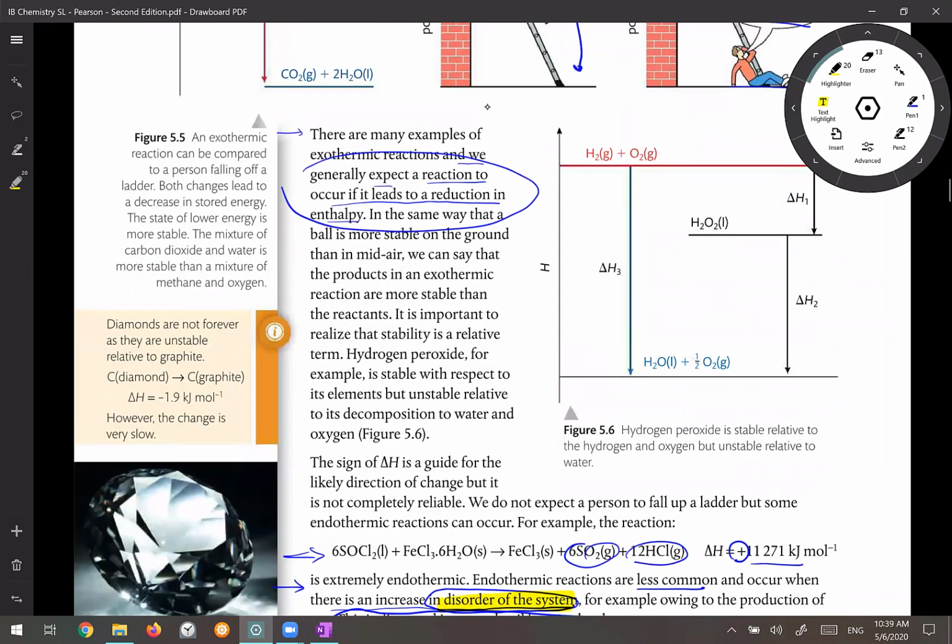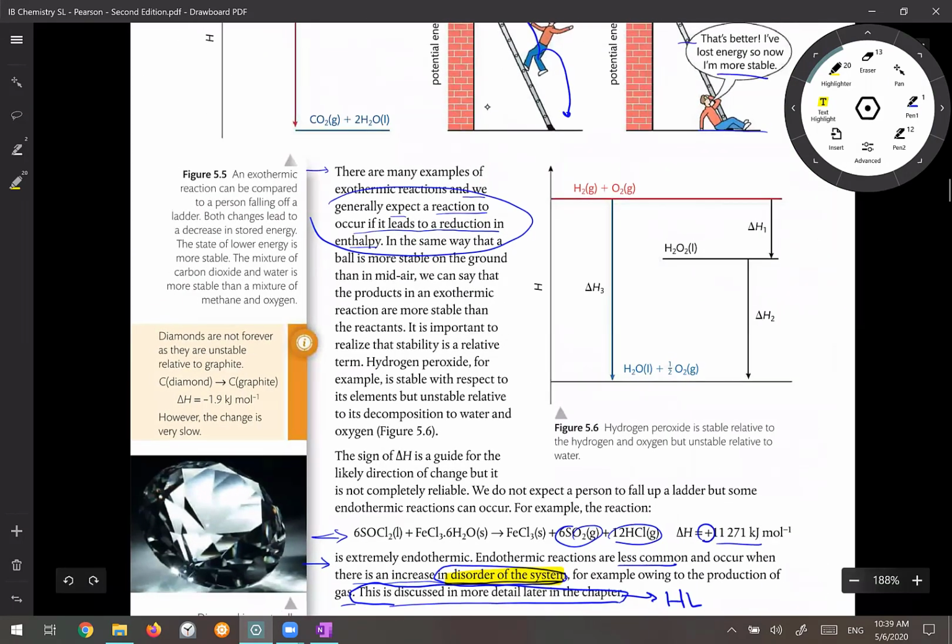When we say two products or reactants relative to each other are stable or unstable, have lower energy or higher energy, it's a very relative term. For example, look here, if hydrogen and oxygen react with each other to convert to H2O and oxygen, the products are more stable than the reactants because the product has lower energy than H2 and O2, which are reactants. So this reaction can happen.